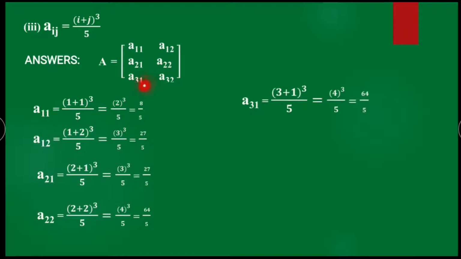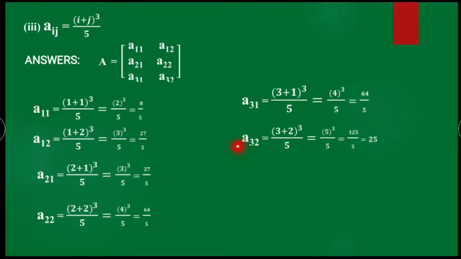Then we find A31. So for that we have to replace i by 3, j by 1. So 3 plus 1 we get 4. 4 cube is 64. Denominator as it is. So A31 we get 64 upon 5.